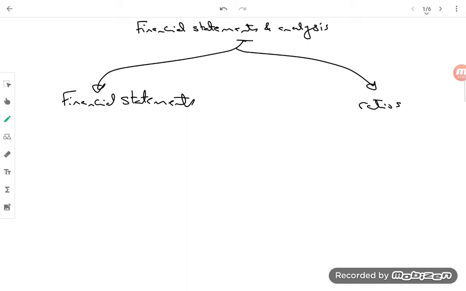So let's start with financial statements. There are four key financial statements. They are income statement, balance sheet, statement of cash flows, and a statement of retained earnings. Okay, let's start with number one, which is the income statement.